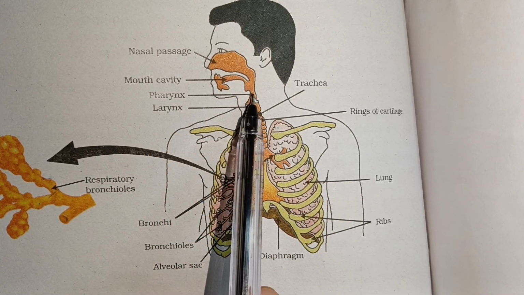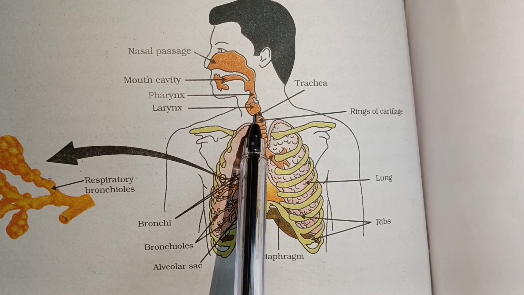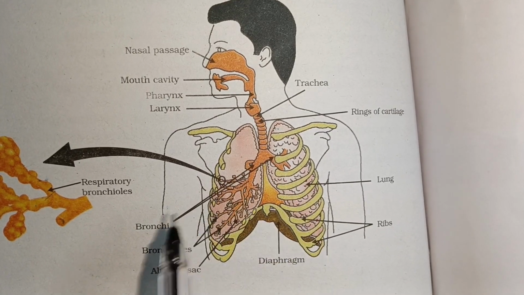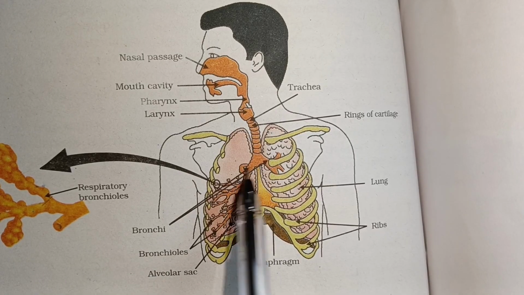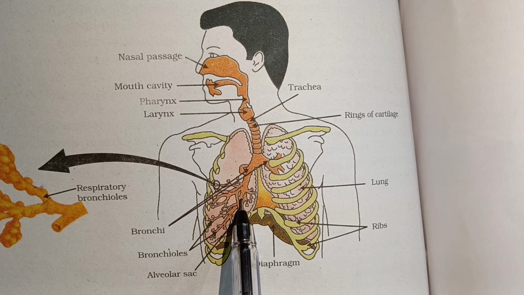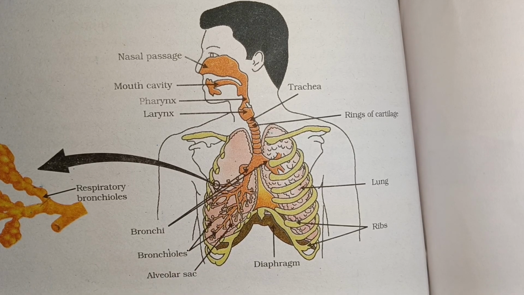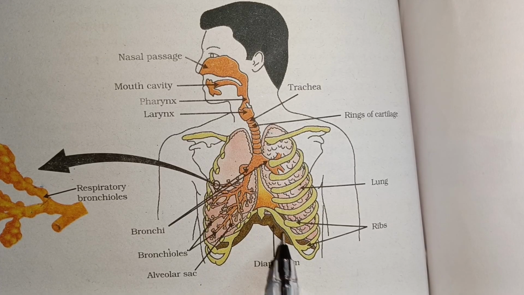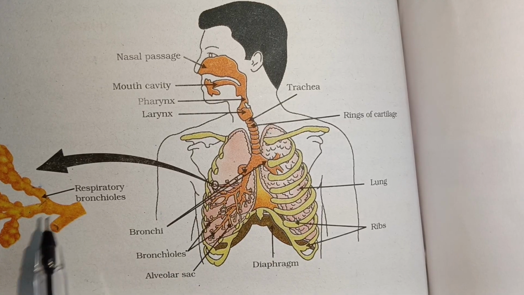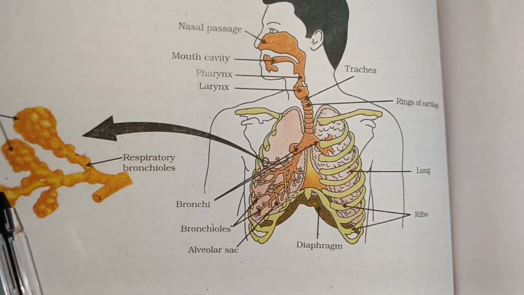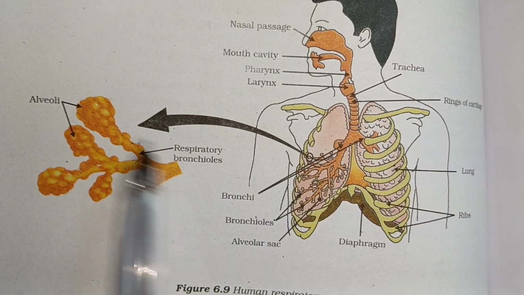So next is pharynx and next is larynx, trachea, rings of cartilage, and we have a pair of lungs, or two lungs. Then we have bronchi; the trachea is divided into bronchi. Then we have small branches along that, called bronchioles. Then we have alveolar sac. This part is called diaphragm, which will separate your respiratory system from the digestive system. Then this is a part where they have given the most zoomed version of your lungs, which is alveoli, how the alveoli will look.